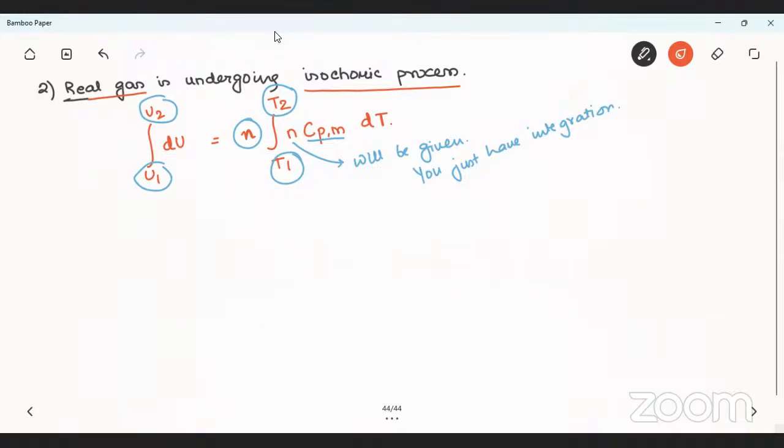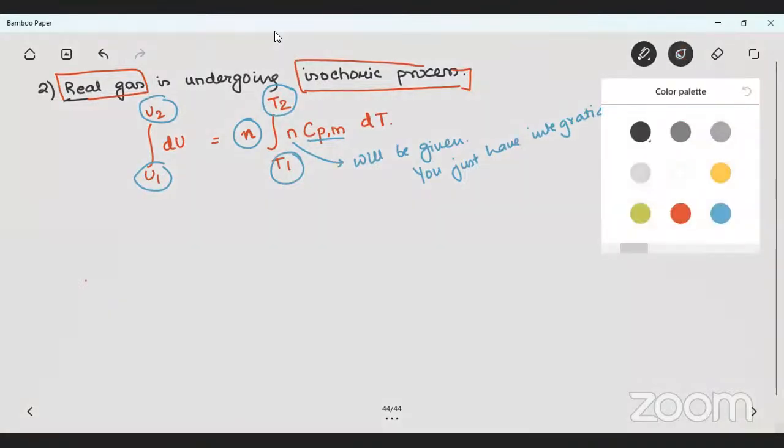Hello? Am I not audible? Yes, ma'am. So can you do this in your exam? If they just ask you that this is a real gas and isochoric process, then will you be able to solve? Okay. So this all will be given. You just need to calculate and solve.